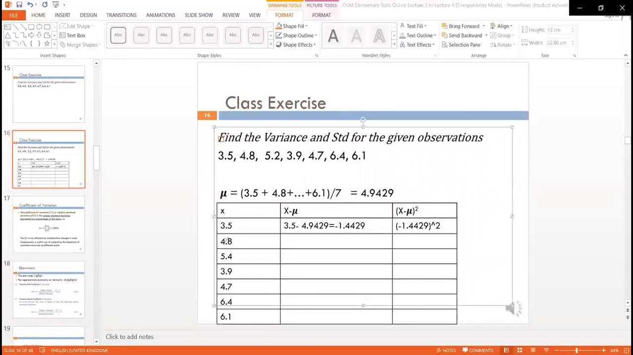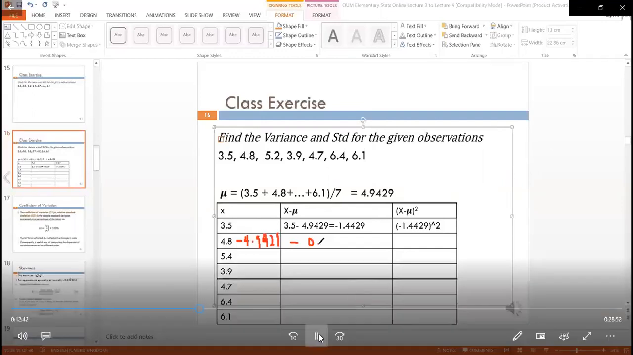So 4.8 minus the mean, which is 4.9429. What do we get? That should give us negative what? Negative 0.1429.